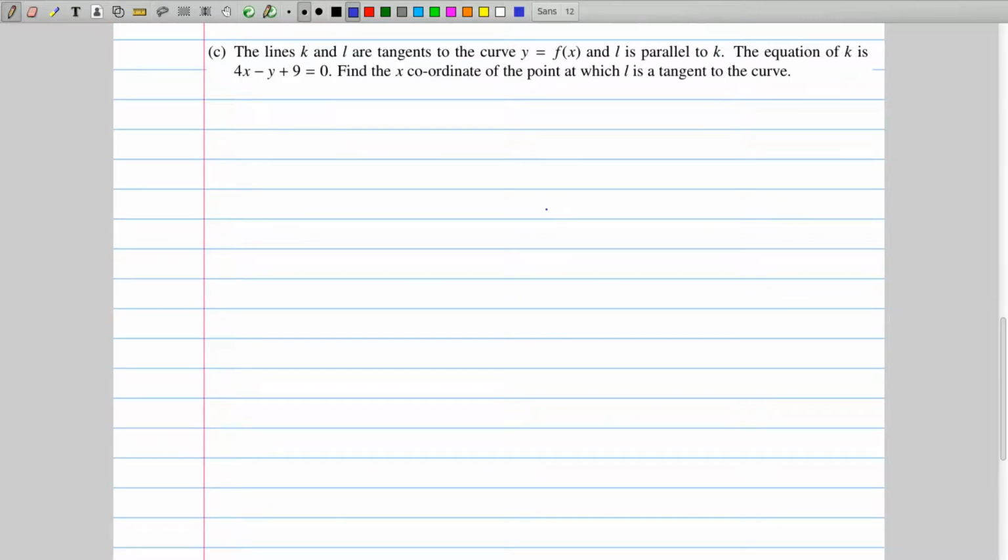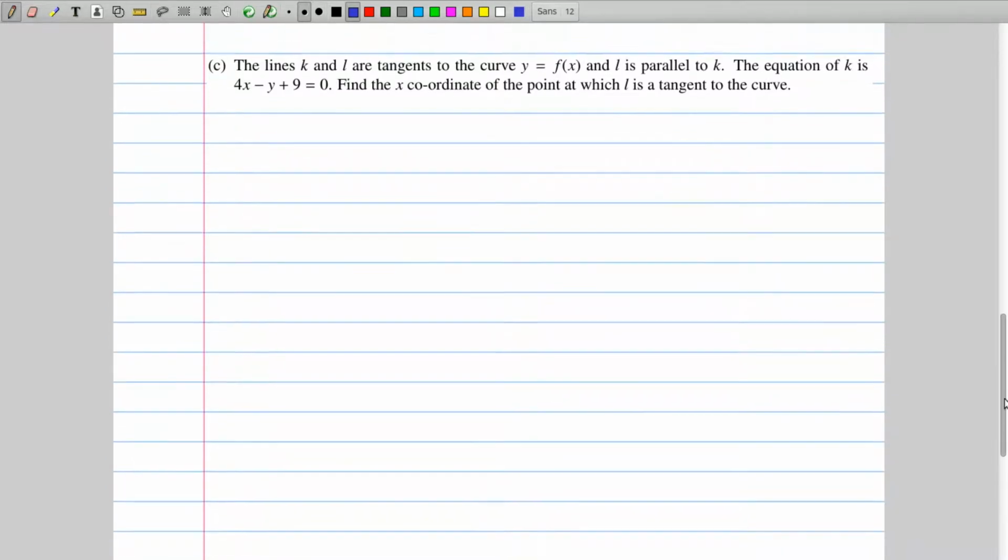Part C brings in the two lines that were in the diagram in the first place, K and L. We're told they're tangents to the curve F, and we're told that L is parallel to K. The equation of K is given to us. We have to find the x-coordinate of the point at which L is tangent to the curve.